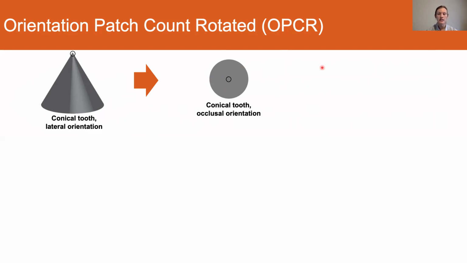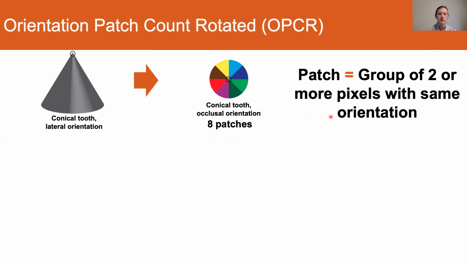To assist with visualizing this, I now added a small black ring to the tip of the tooth. Using OPCR, the orientation of each pixel in a 3D scan is determined and then grouped as adjacent pixels that share a similar orientation in one of 8 patch colors. In our perfectly conical tooth example, viewed from the occlusal surface, this tooth would be composed of 8 patches, with each patch divided equally. Therefore, a patch can be defined as a group of 2 or more pixels with the same orientation.